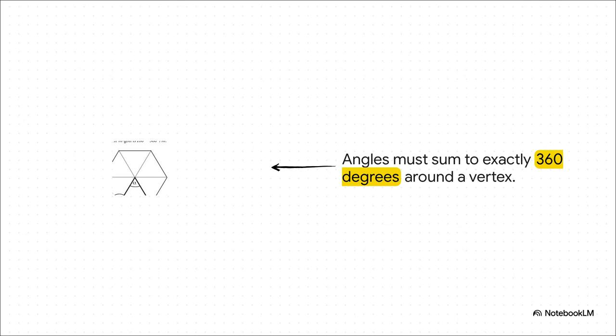For any tiling to lay completely flat without warping or leaving weird empty spaces, the interior angles meeting at any given vertex must add up to a complete circle. They literally have to sum to exactly 360 degrees. If the sum is even a little less than 360, you get a gap. If it's more than 360, the tiles are going to overlap or buckle upwards.